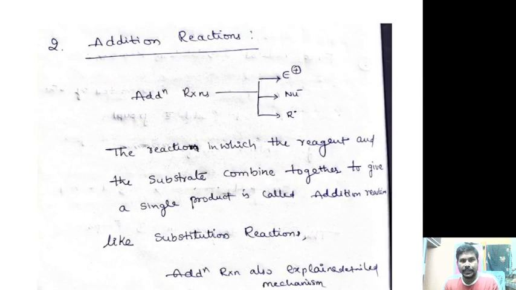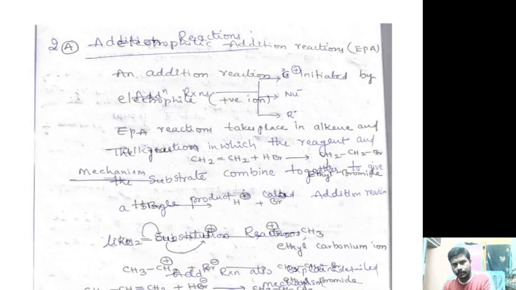Addition reactions are of three types depending on the reagent. You already know the three types of reagents present in reaction mechanisms: electrophile, nucleophile, and radical. The reaction in which the reagent and substrate combine together to give a single product is called an addition reaction. Like substitution reactions, addition reactions are also explained with their mechanism in detail.